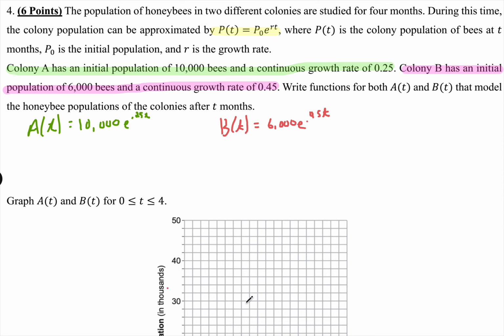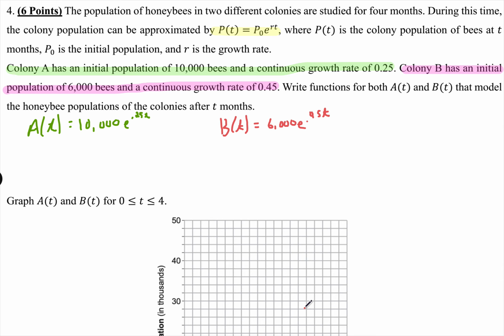Now I'm going to use these, and it wants us to graph both from 0 to 4. So what am I going to do? I'm going to use my calculator. I'm going to put in, for my first one, 10,000 times e to the power of 0.25 with a variable, which is going to be x. Second one, 6,000 times e to the power of 0.45 x.